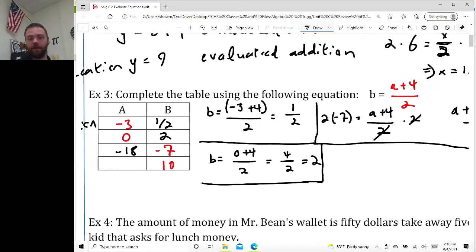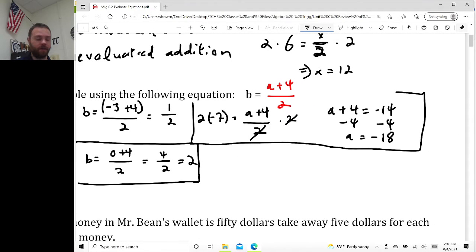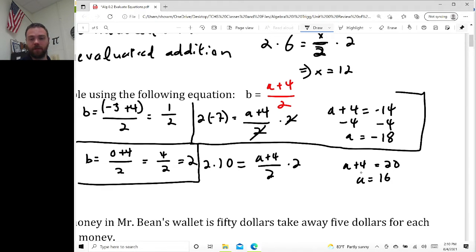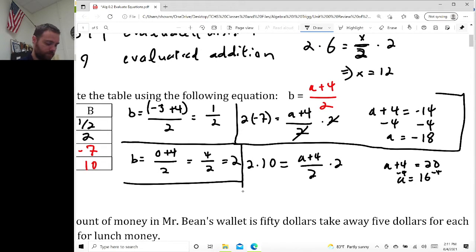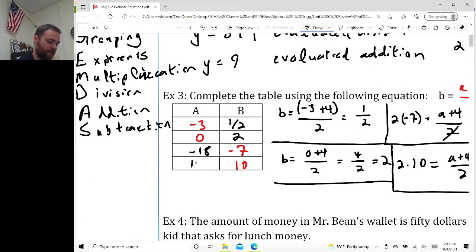So now I want to know what a is when b is 10. So I'm going to do a similar step here. So I've got 10 equals a plus 4 over 2. So what I'm going to do is get rid of 2 down here. So 2 is being divided. So I'm going to multiply both sides by 2. And I get a plus 4 is equal to 20, and then a equals 16, right? Because a plus 4 equals 20, right? Whenever you have an addition here, you want to subtract both sides. So I skipped that step, I'm sorry. So 4 minus 4 is 0, so I'm left with a, and then 20 minus 4 is 16. So I get a is 16 there.